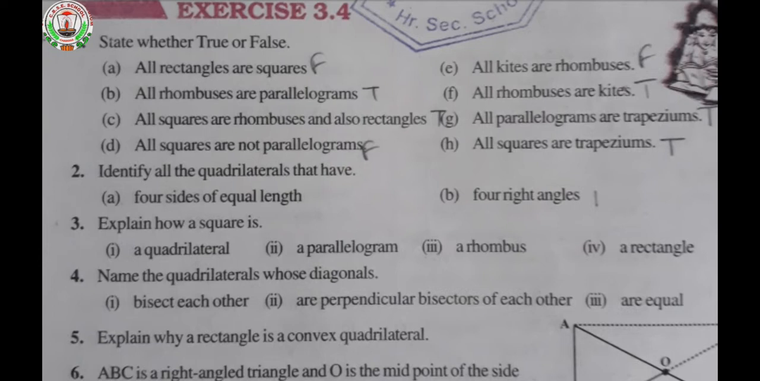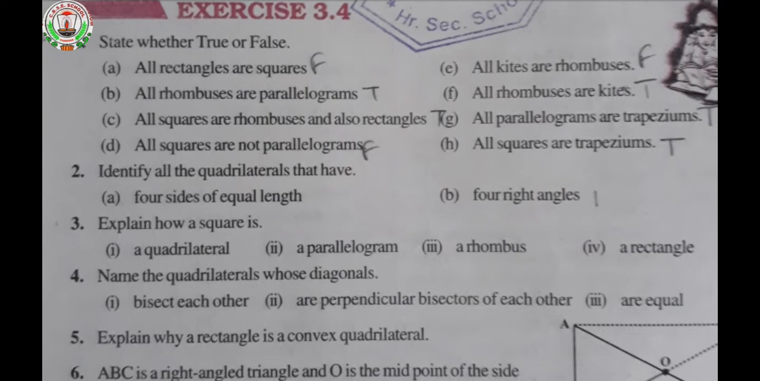Why is it so? Because a rectangle cannot be a square, but joining two squares can form a rectangle. So the answer is false. Second, B part: all rhombus are parallelograms. Yes, it's true. C part: all squares are rhombus and also a rectangle. The statement says that all squares are rhombus as well as rectangles, meaning a square can be a rhombus or a rectangle. So yes, a square can be a rhombus as well as a rectangle.